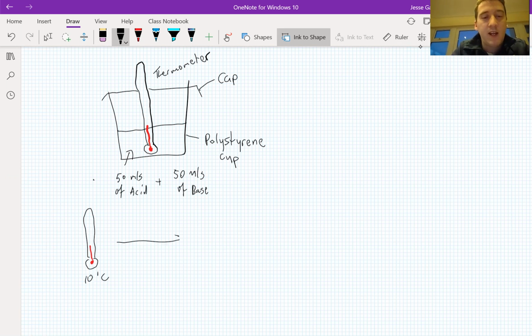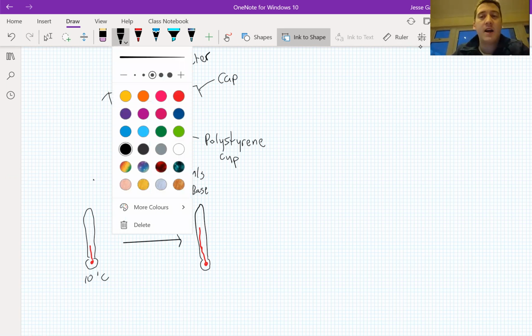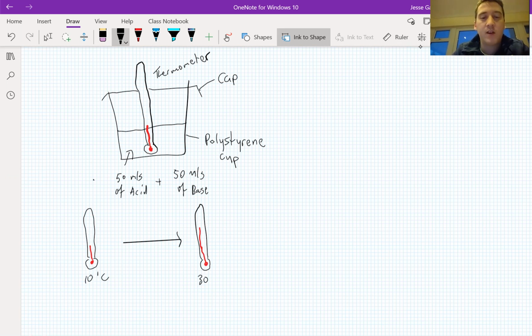And as the reaction proceeds, the thermometer changes to look like this. What has happened to the temperature? On 3, what would you say has happened? 1, 2, 3. The temperature has increased. So say it's gone up to 30 degrees Celsius. Now, what does that mean about the energy of the surroundings? We would say the energy of the surroundings has increased.